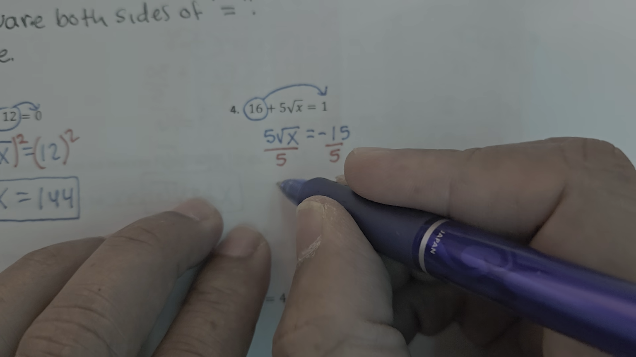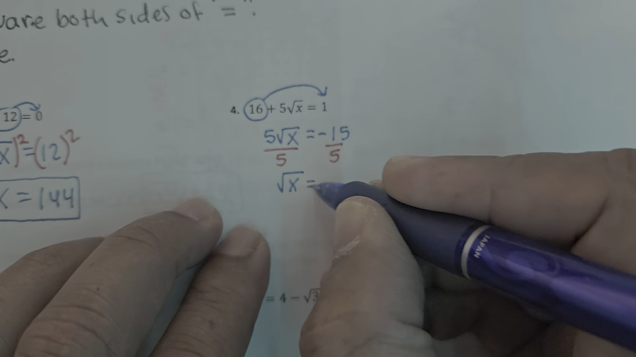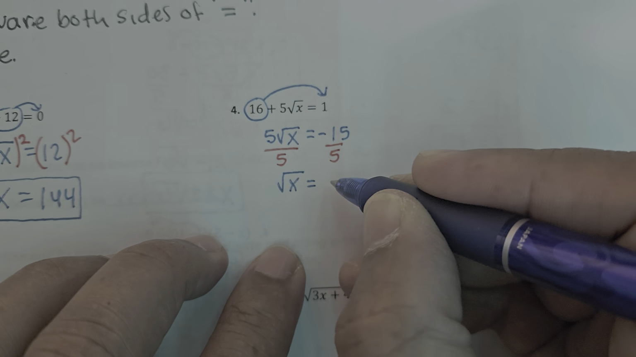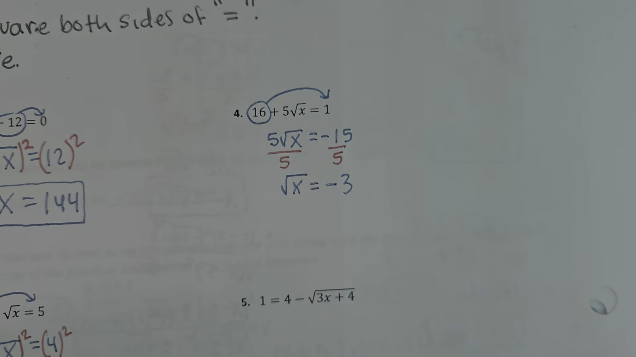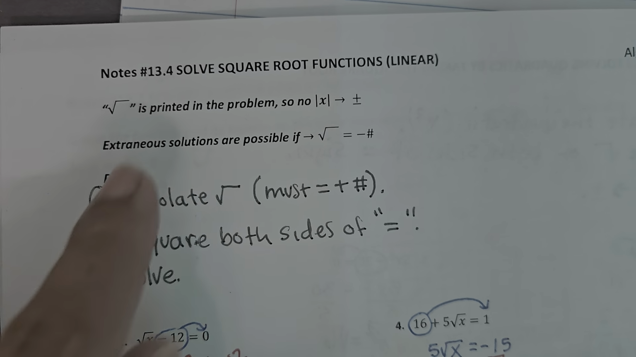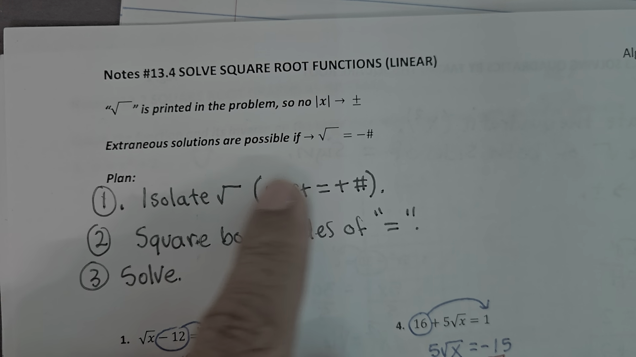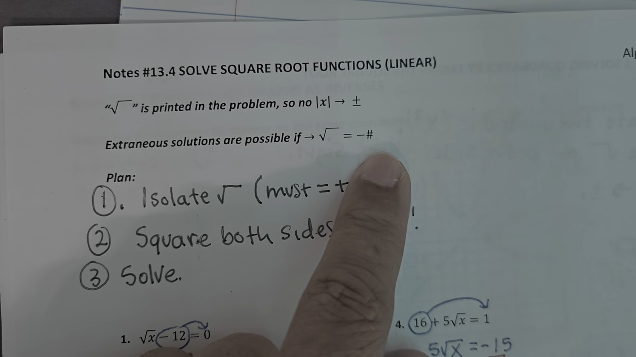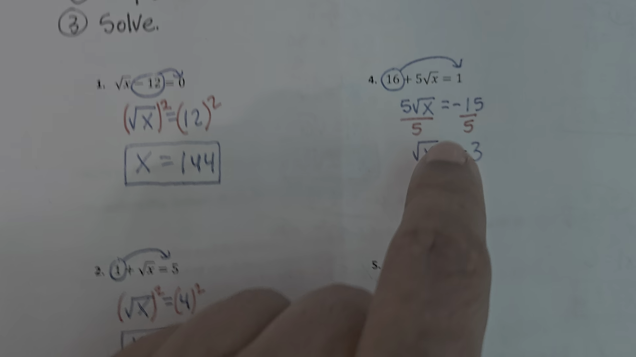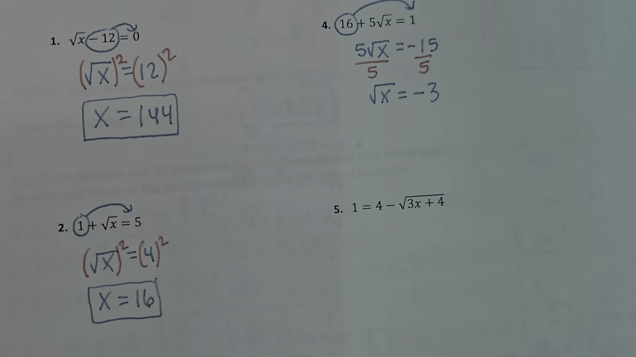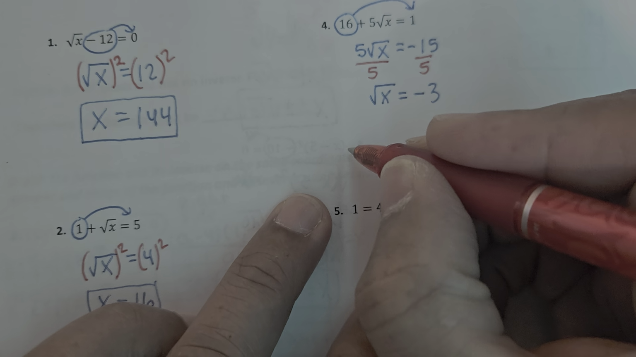So then this gives us the square root of x is equal to negative 15 divided by 5, which is negative 3. Now watch this. Remember I said here, extraneous solution if the radical is equal to a negative number. In this case we have a negative number. That means the solution is extraneous, or you can also say there is no solution.